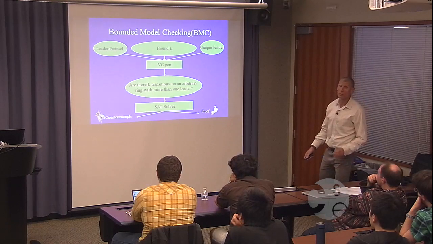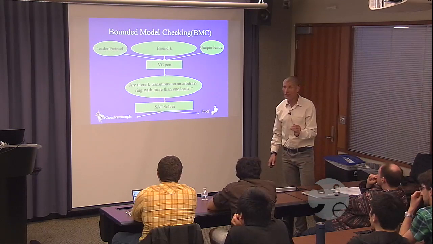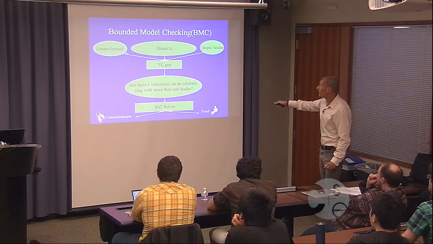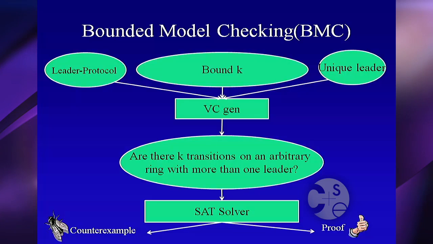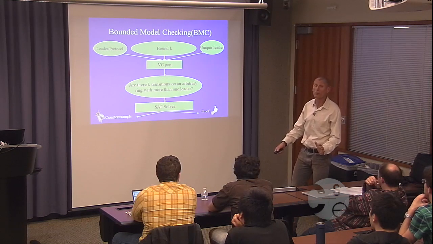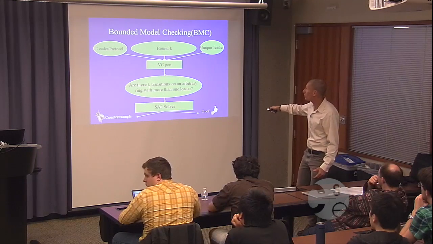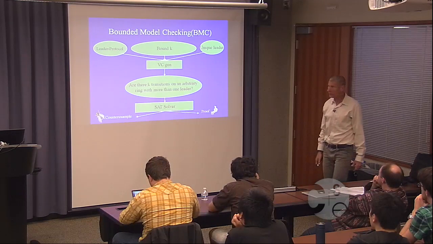So what can we do with it? The first thing that we can do, it's trivial, but it's still very useful, we can find bugs. You take the leader, you take a bound, and we find a bug. And basically, how do we find a bug? We wrap a formula to the SAT solver that says that there are k transitions that break the property. Notice that, in fact, we bound the number of transitions, but we don't bound the size of the ring. It's not necessary for us to bound the size of the ring. We are working in this decidable fragment. Basically, we just need to bound so we can prove, for example here, that up to k steps, things are okay.